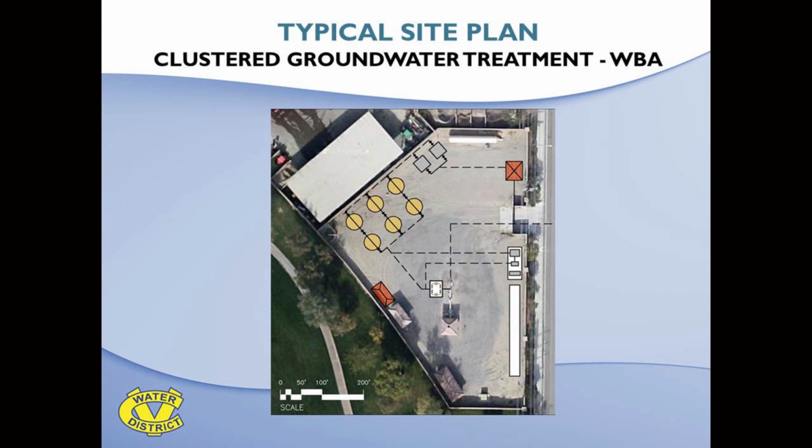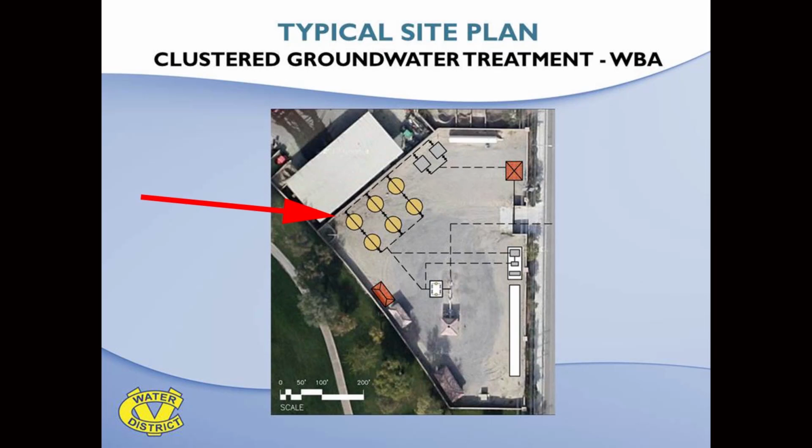So here's a basic layout of a weak-base anion exchange facility at one of our well sites. This is an actual well site in our system. Units right here are the ion exchange vessels. They're 12-foot diameter, about 16 feet high. Actually, the existing well is located right here. So the water would flow from the well through the ion exchange vessels.